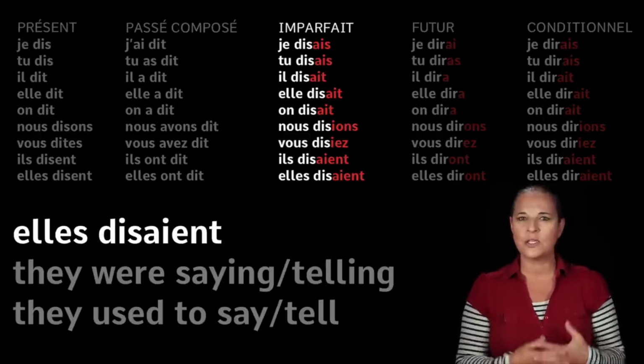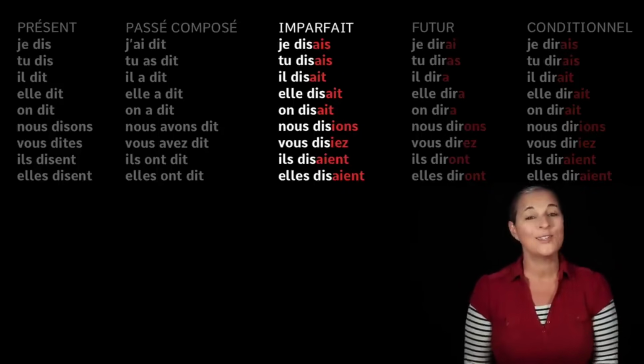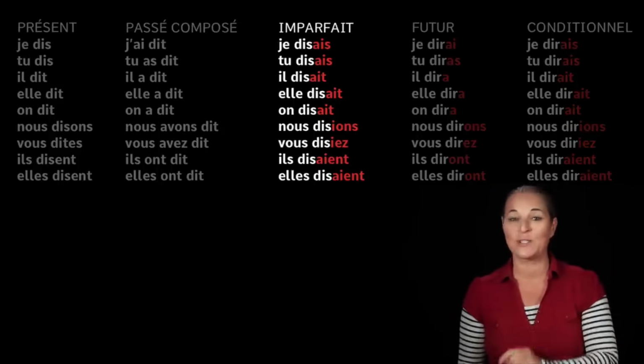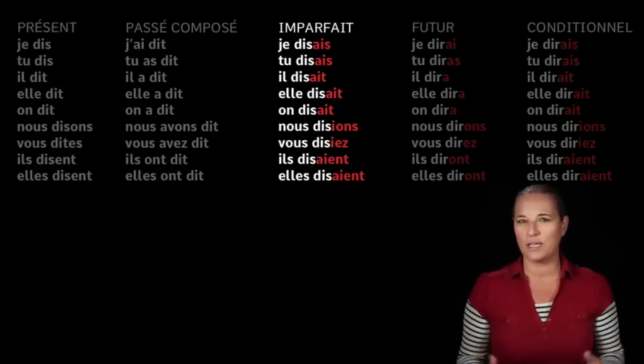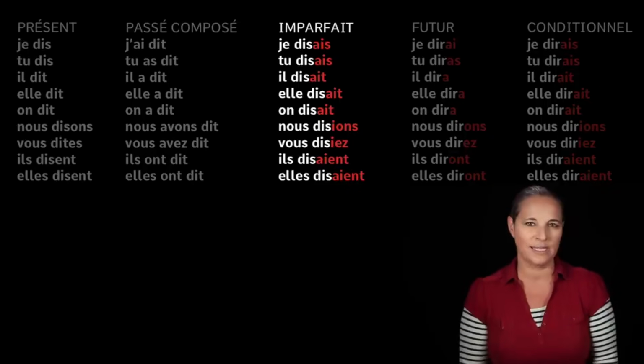But you're going to say, but I don't know any of these endings. Well, yes, you do if you followed my lesson. So have a look at how to conjugate a verb in the imperfect tense, okay? That will help, I'm sure.